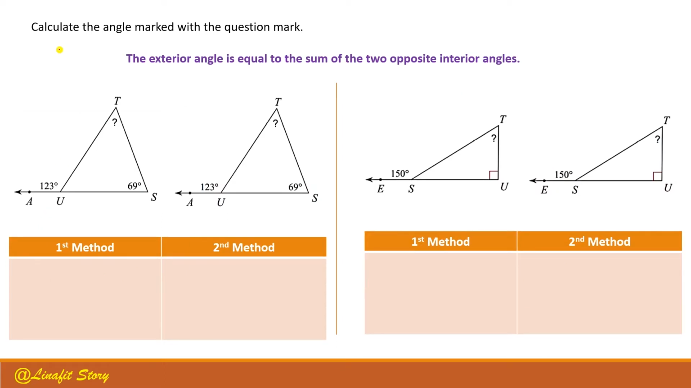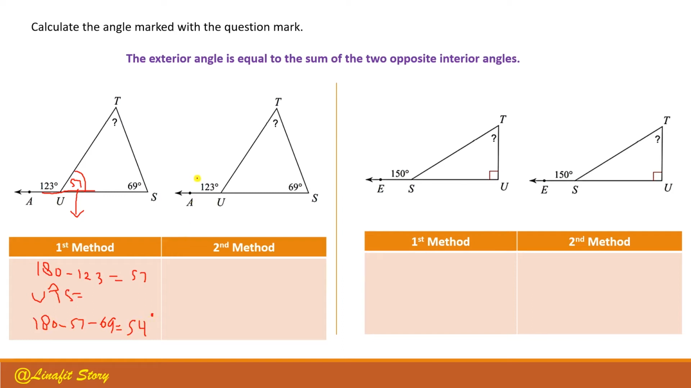Calculate the angle marked with the question mark. There are two methods to solve this question. So the first is here. We will find TUS. This is angles on a straight line. So 180 minus 123 is equal to 57 degrees. To get UTS, it is equal to 180 minus 57 minus 69, which is equal to 54 degrees.